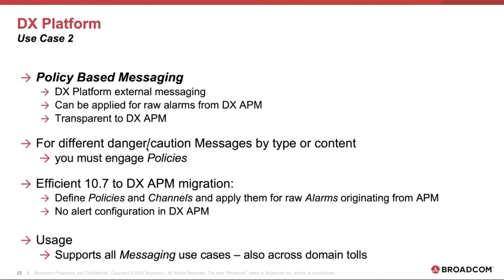And you can apply policy-based messaging to only the alarms originating from DX APM, transparently to DX APM, meaning that you configure this on the DX platform side, and not in DX APM. So DX APM simply has no knowledge and no control of what you're doing on the platform side. Policy-based messaging offers an efficient migration from 10.7 to DX APM without having to configure anything in DX APM. You simply configure on the DX platform side what messages you want to send for which alarms.